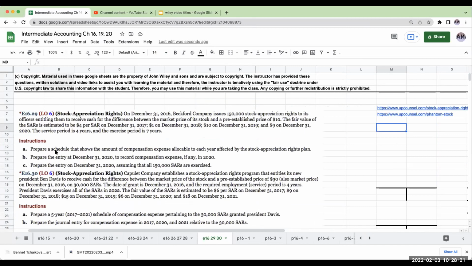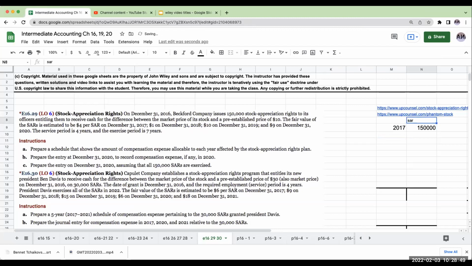So it's asking us to prepare a schedule that shows the amount of compensation expense allocable to each year affected by the stock appreciation rights plan. So in 2017, or 2016, because they were granted on December 31st. What we're more concerned with is the first year. So we have the SARs.